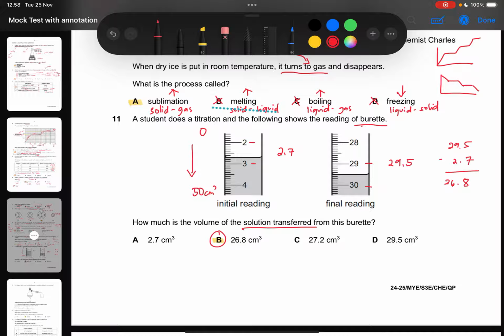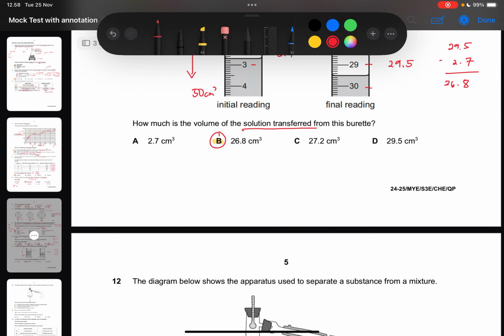Remember, we're doing this because we started the burette at 2.7. If we started our burette full, or at 0, it means we don't have to subtract anymore. So what will be the reading? The final reading will be your actual volume that was transferred. So that is one thing that you have to remember when reading a burette.